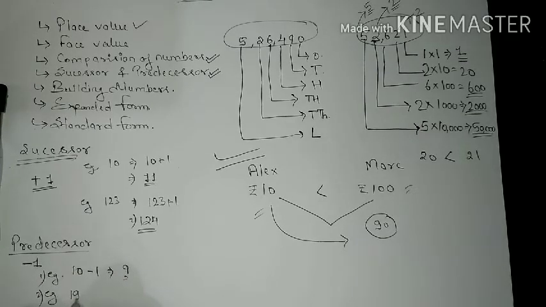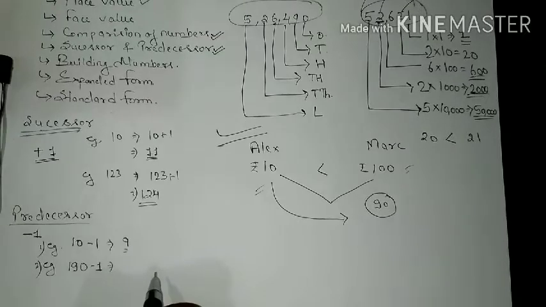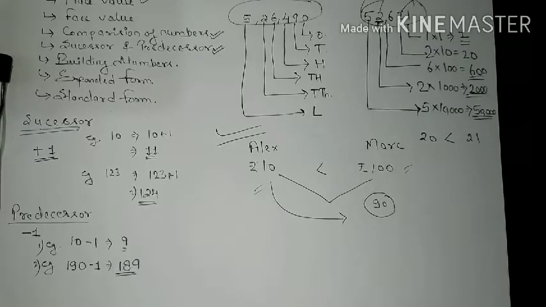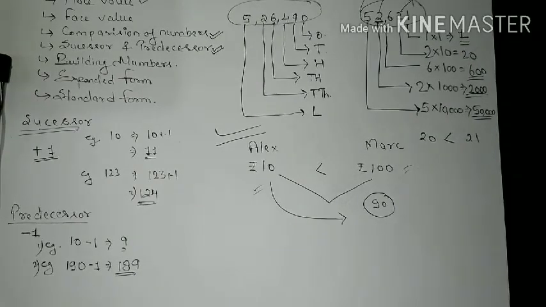190. So what will be the predecessor of this? You just have to minus 1. It will be 190 minus 1, 189. I hope you have understood this.